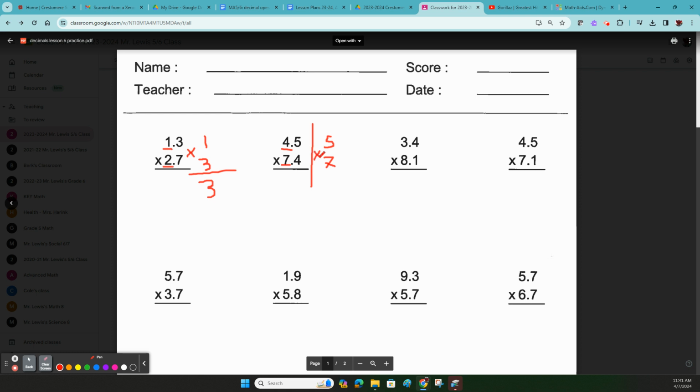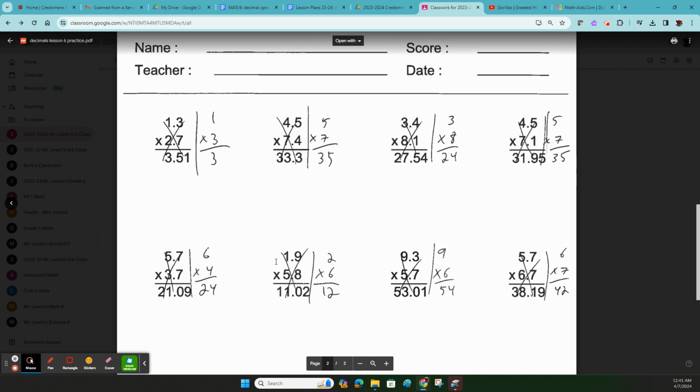I will write in my operation. 5 times 7 is 35. Awesome. You're going to complete all of these questions. You will use the answer key to mark and correct.